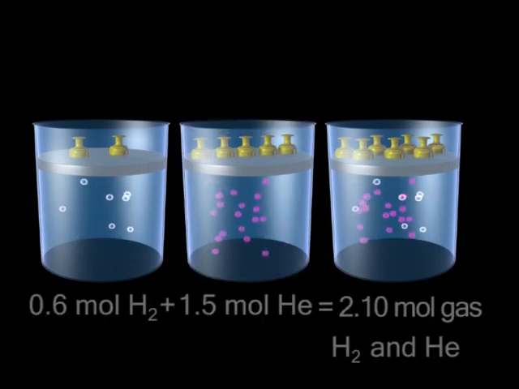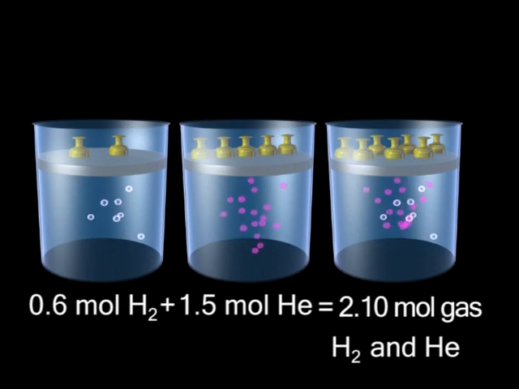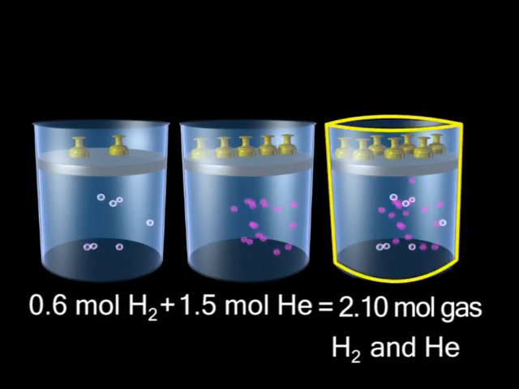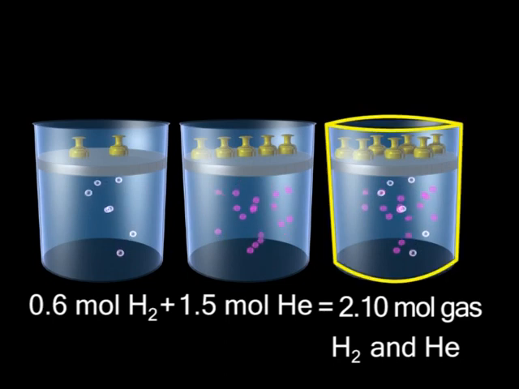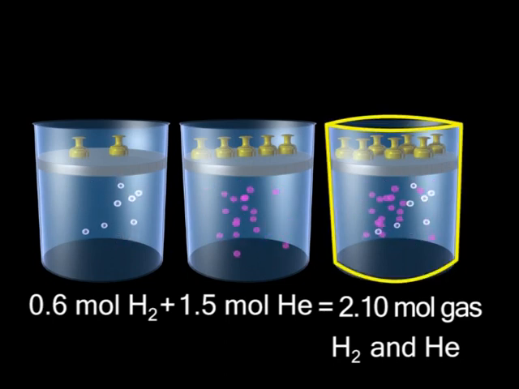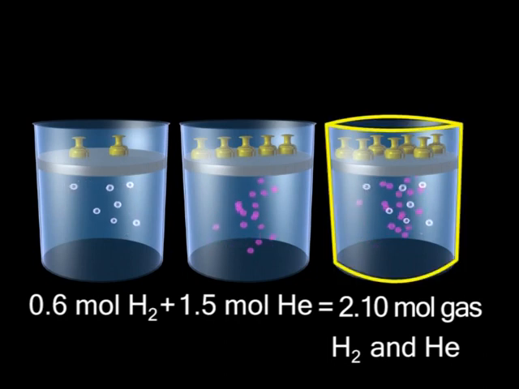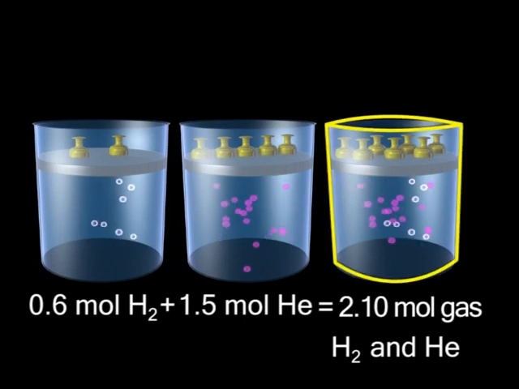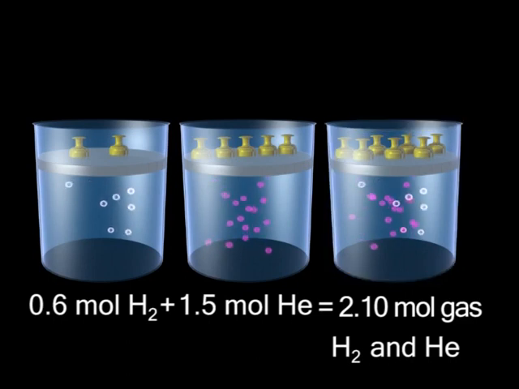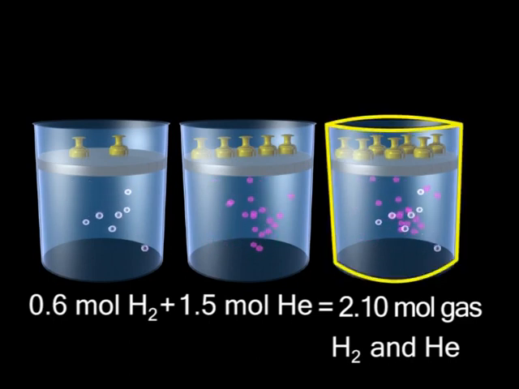Now if we put both the gases, hydrogen and helium, in the third container at the same temperature, this means that in vessel 3 there will be 0.6 moles of hydrogen and 1.5 moles of helium, which is equal to 2.10 moles of mixture of non-reacting gases.